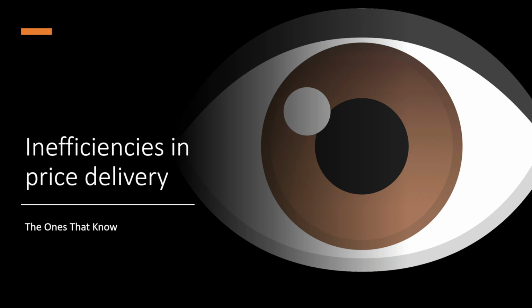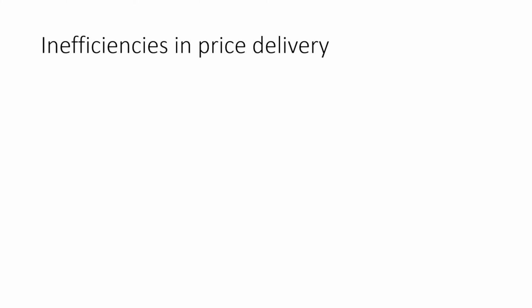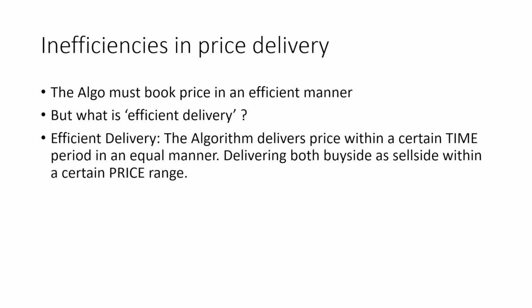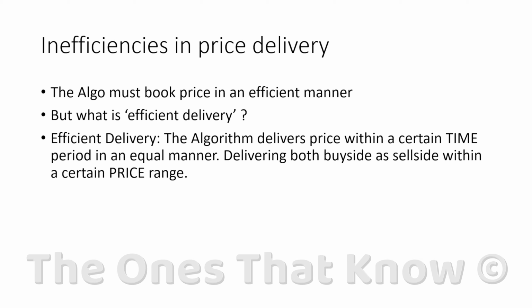Inefficiencies in price delivery. The algo must book price in an efficient manner, because markets must be booked efficiently. But what is efficient delivery? Well, efficient delivery basically means that the algorithm delivers price within a certain time period in an equal manner, delivering both buy side and sell side within a certain price range.